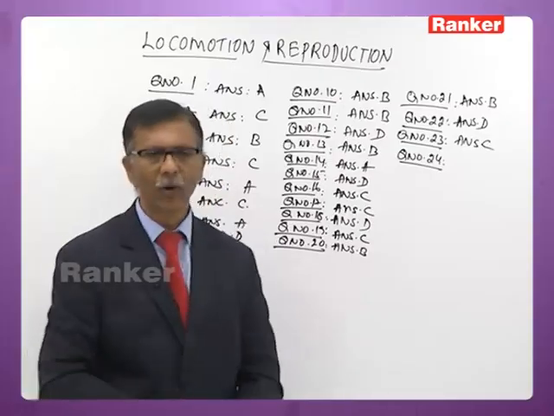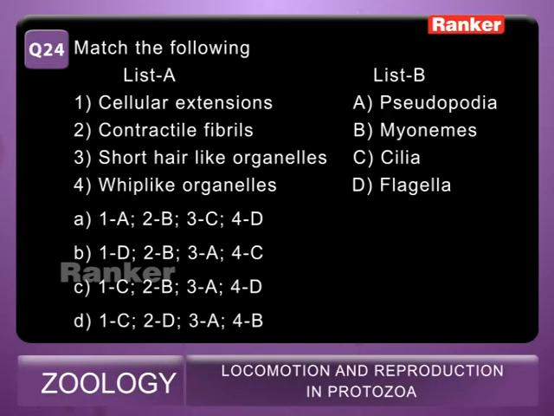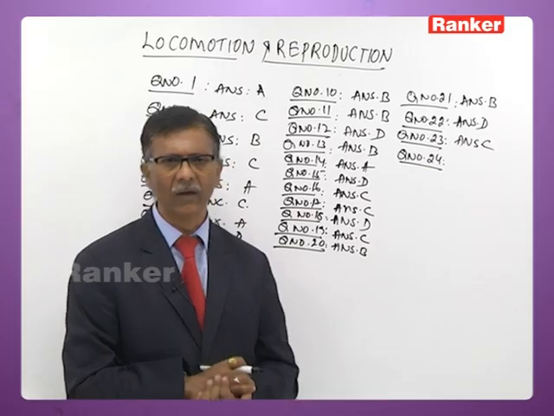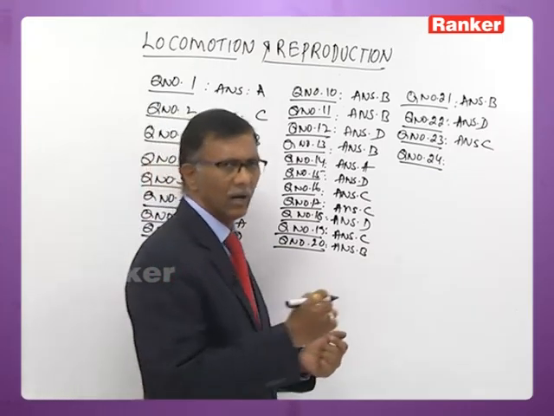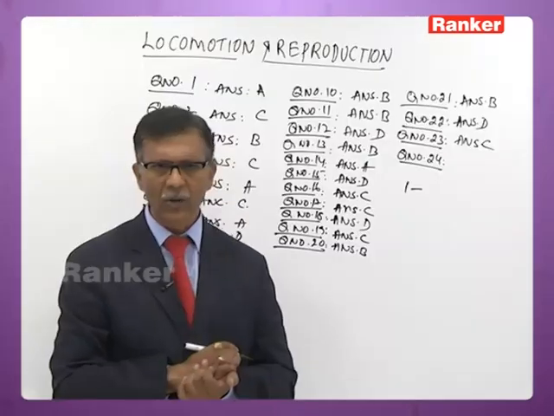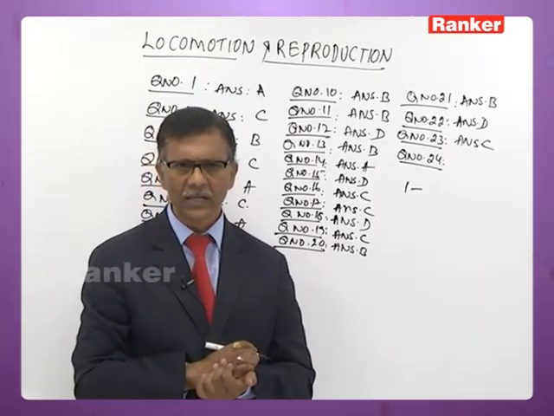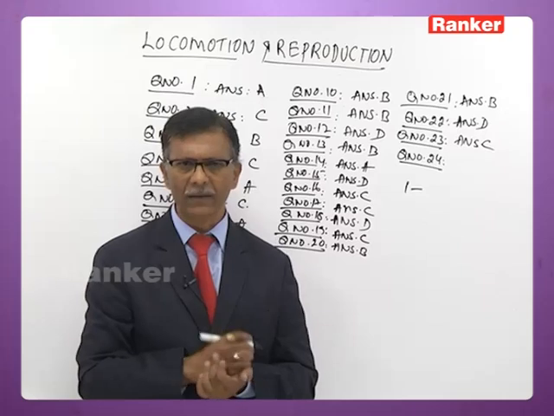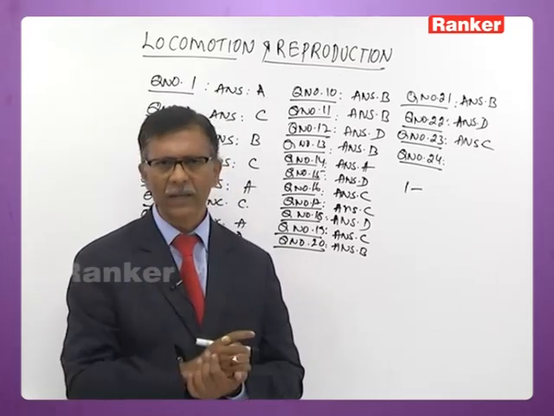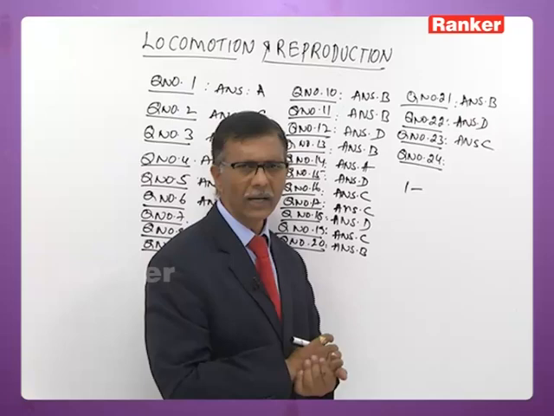Now question number 24, match the following. List A: 1. Cellular extensions, 2. Contractile fibrils, 3. Short hair-like organelles, 4. Whip-like organelles. Under list B, you have A. Pseudopodia, B. Myonemes, C. Cilia, D. Flagella. Now, we will try to find out the answers. First one, cellular extensions are pseudopodia. So, 1A.